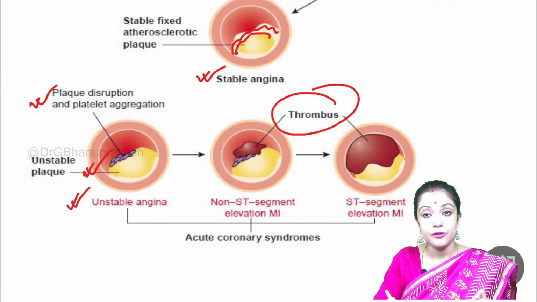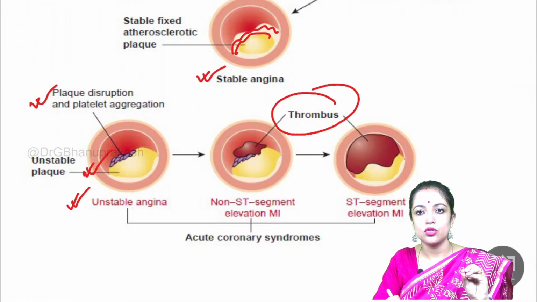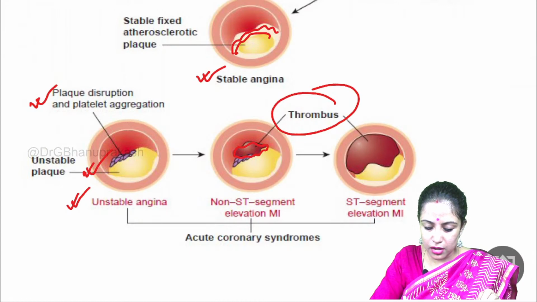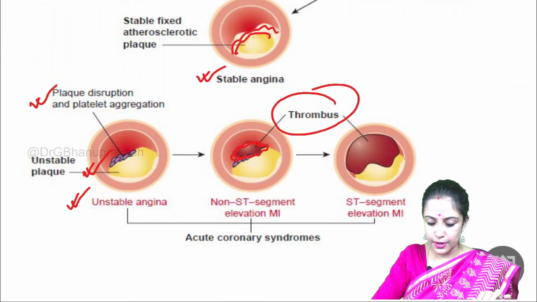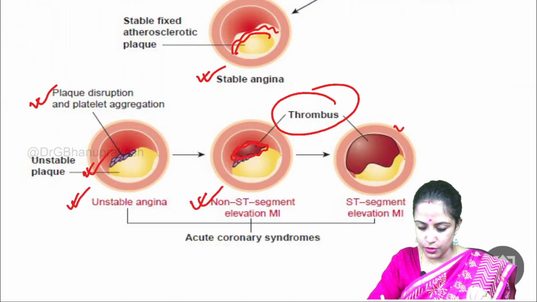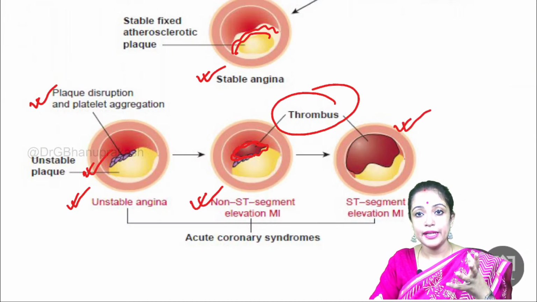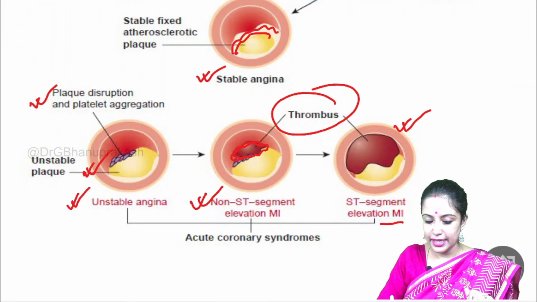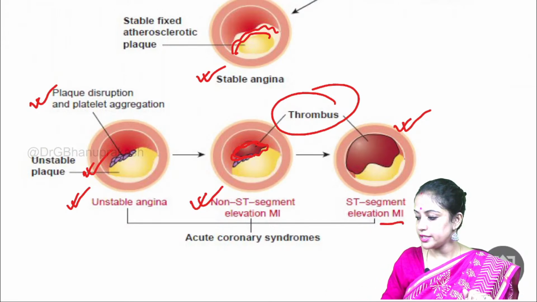And then if there is formation of a thrombus which is not occluding the whole of the lumen, with only partial lumen occlusion, it will cause non-ST elevated MI. And if there is a mural thrombus, meaning there is complete occlusion of the lumen, then it will cause what is known as ST segment elevated myocardial infarction.